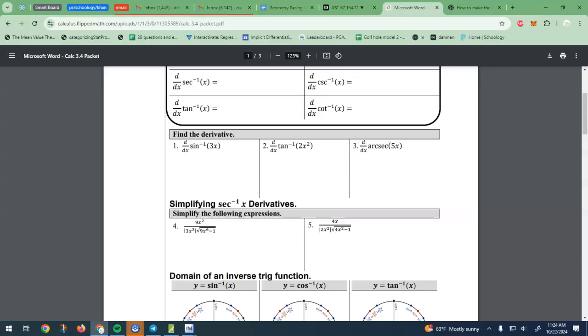Tan inverse is 1 over 1 plus whatever squared. In this case, what's the whatever? 2x squared. And then I always multiply by the derivative of that little guy, so I multiply by 4x. I have a question. Yeah. For the first one, the derivative of inverse sine. Did I forget the square root? I did. And it's minus 3x.